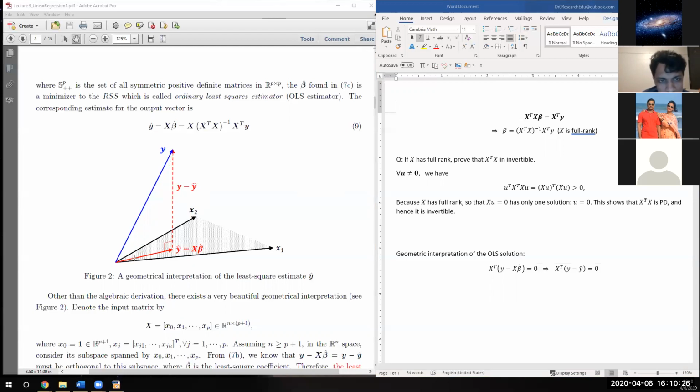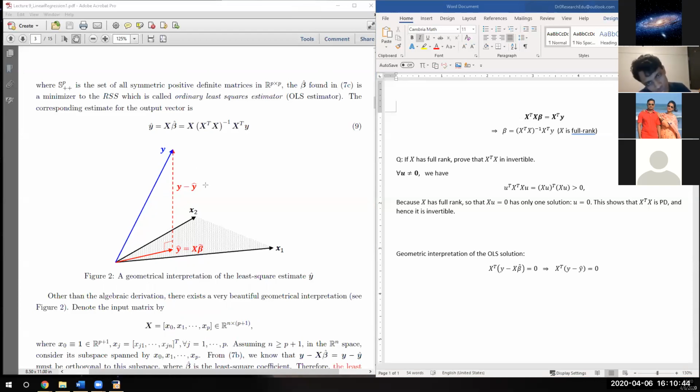This arrow means what? This arrow means y minus y hat, right? This is y hat. And you need to guarantee that they are perpendicular. See it? That's the reason why you must have this. And this is also the reason why we call it a projection.